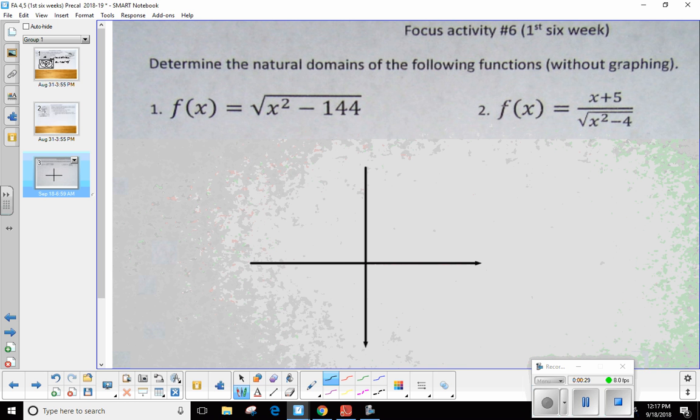The square root of x squared minus 144. So I have the square root of a quadratic. Okay, now here's the thing. I'm looking for values of x that when I plug them into x squared minus 144 are going to result in a positive number. I'm only wanting a positive, because what's going to happen if I get a negative? Someone said imaginary. Yes. If you try to take the square root of a negative number, remember that gives you the imaginary unit. So if it goes imaginary, that x is not part of my domain.